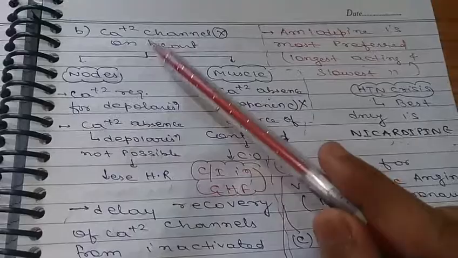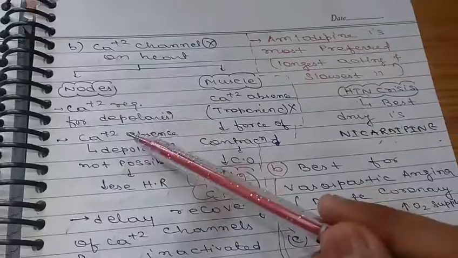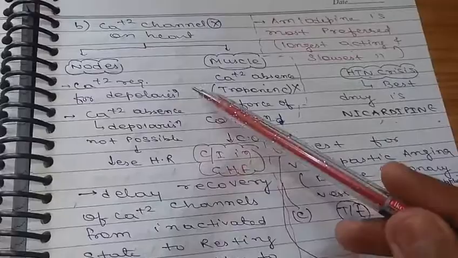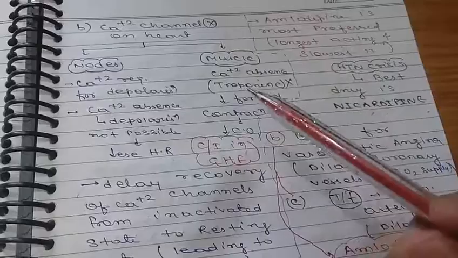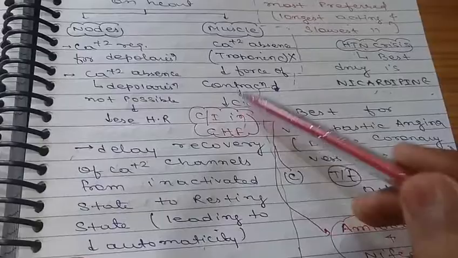Coming to the old calcium channel blocker, so this will block calcium channels on the heart, both on nodal tissues and muscle tissues. So for nodal tissues, we know that calcium is required for depolarization. So if there is calcium absence, there will be no depolarization. If depolarization does not happen, then this will lead to decreased heart rate because the SA node is responsible for producing stimulation for the heart contraction. If there is calcium absence in muscle, then troponin C will not be activated, so there is decrease in force of contraction and decreased cardiac output. So this type of drug is contraindicated in congestive heart failure.